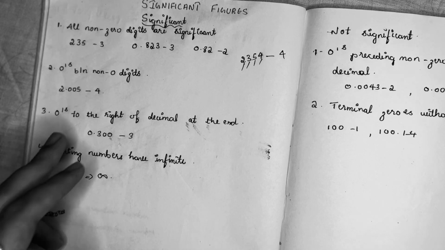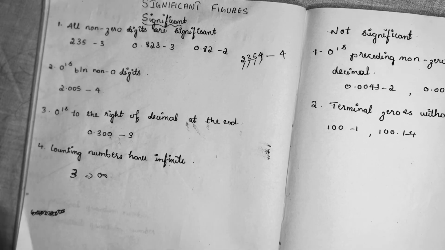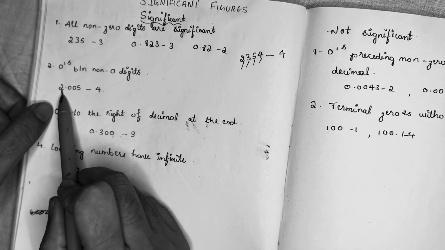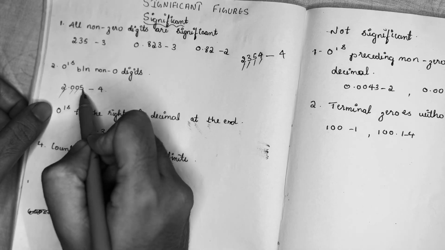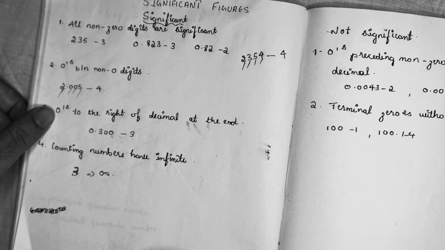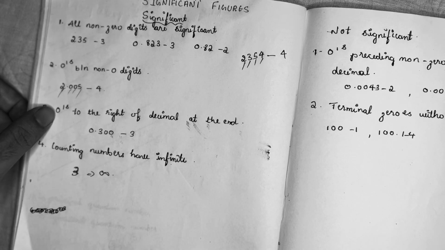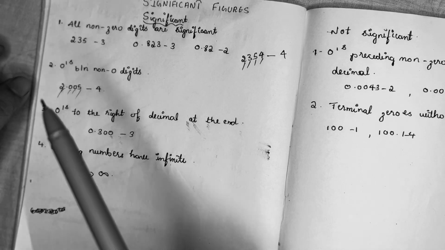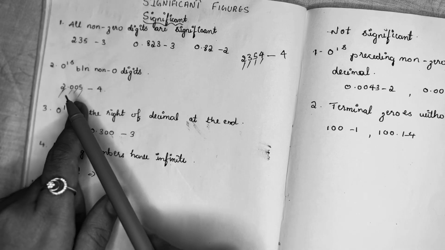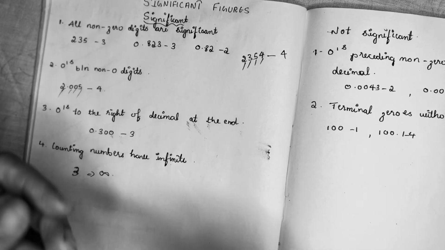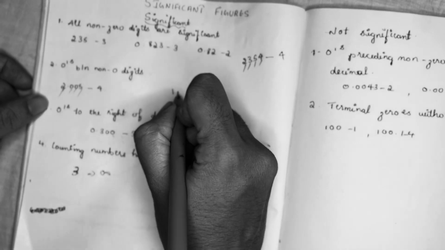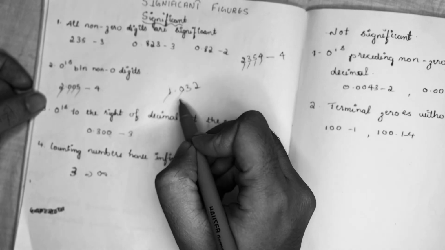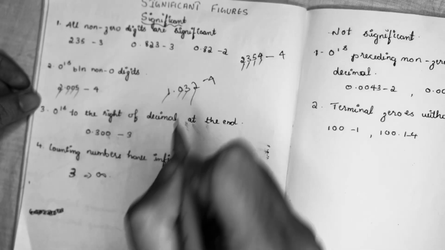And next, zeros which are present in between the non-zero digits are significant. For example, 2.0005, right? Here 2 is one significant figure, then 2, 3, 4. Here we will be counting the 0. Why? Because this 0 is present in between the non-zero digits, so we count it. So the total number of significant figures is 4. And again I will give you one more example, 1.032. Here how many significant figures are there? 1, 2, 3, 4. Totally 4 significant figures.